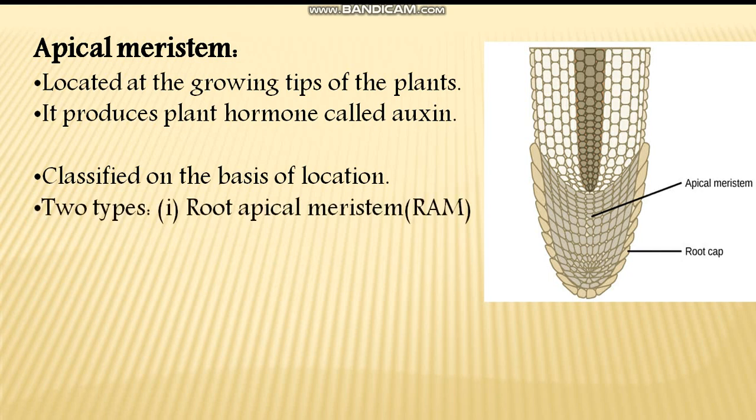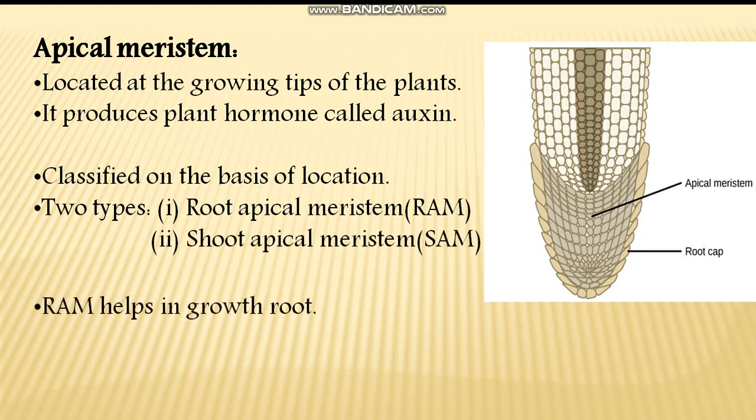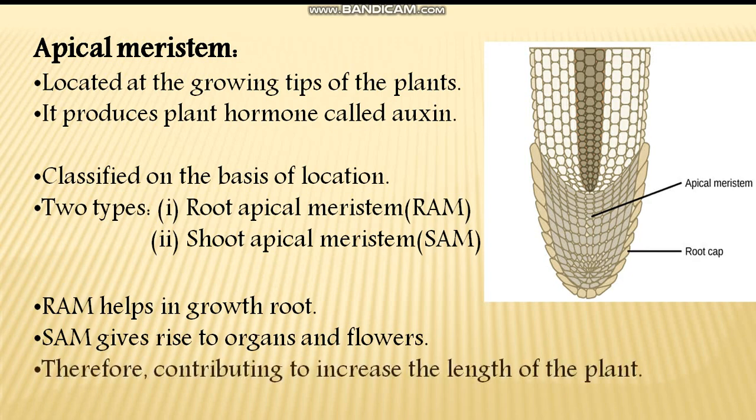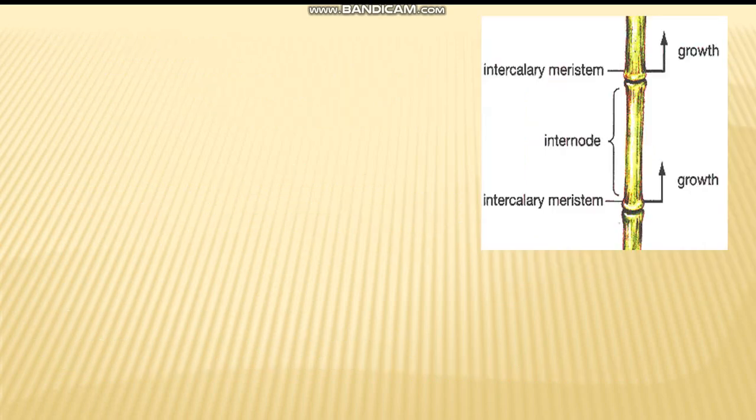First is the root apical meristem, that is RAM. Second is the shoot apical meristem, that is SAM. Now RAM will help the root to grow and to increase its surface area, while the SAM will give rise to different organs and the flowers of the plant. So in short, we can say that apical meristem contributes to increasing the length of the plant.